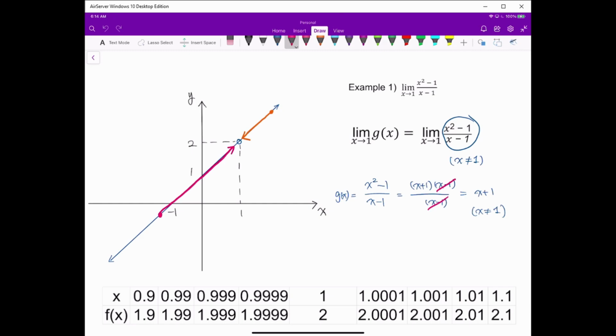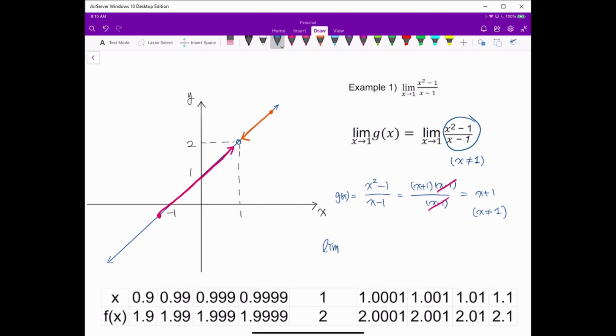You can again verify the limit of g(x) from the table as well. So the limit value of the function x squared minus 1 over x minus 1 as x approaches 1 is equal to 2, and the function value when x equals 1 is undefined. This is the case where the limit value and the function value are different.